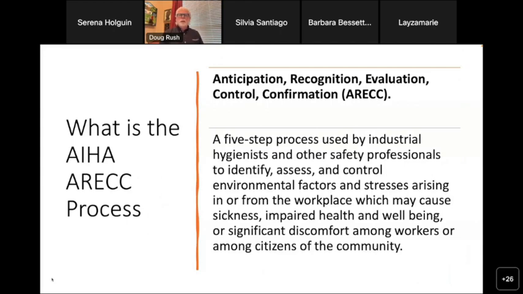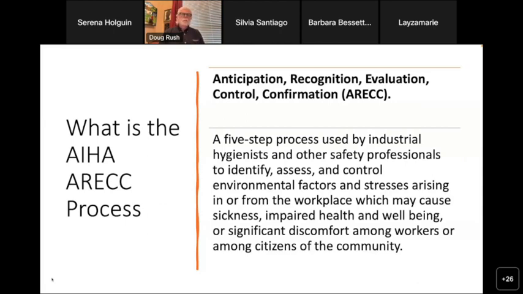So what is the ARECC process? Many of us in here have heard that before. Some of us have not. The place I found it on is the AIHA, and I think that they were the ones who came up with the word. I don't know. Some of you in here might know. I love the word.